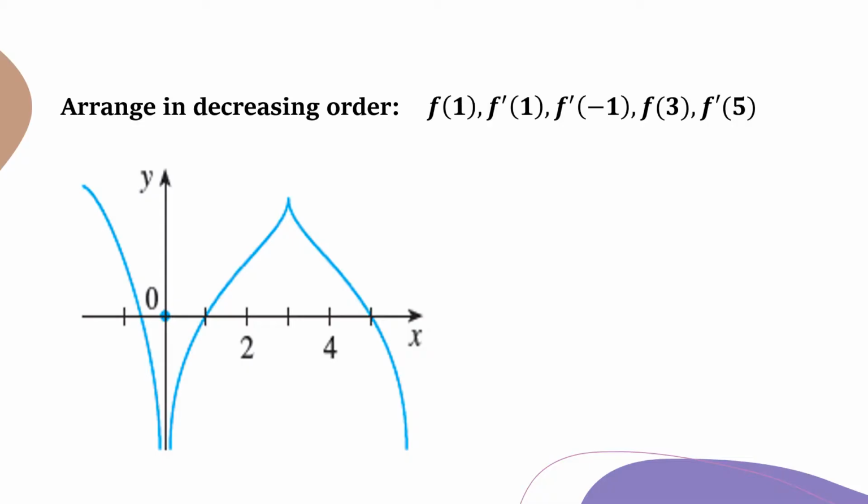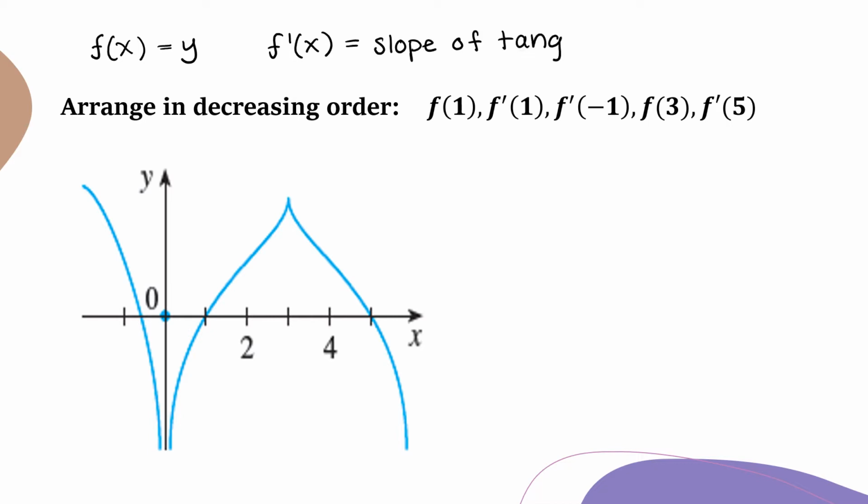So we want to arrange the following in decreasing order, so from greatest to least. So we have f of 1, f prime of 1, f prime of negative 1, f of 3, and f prime of 5. Recall that f of x is going to give us an output of y, and f prime of x is going to give us an output of the slope of the tangent line.